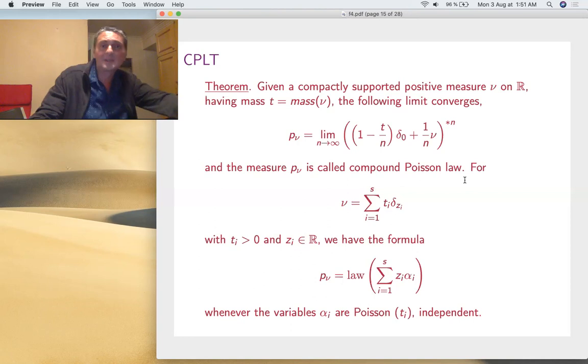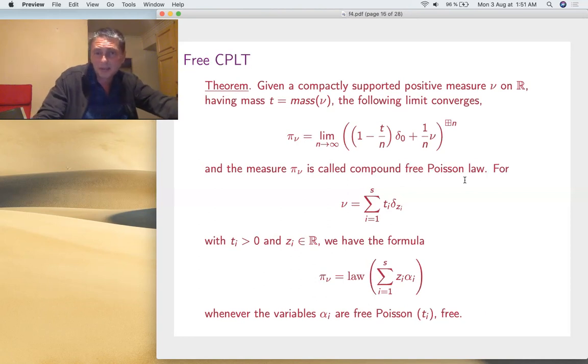So that's the statement. Now in the free case, exactly the same thing. What changes here is that we put free convolution and pi instead of p, and the same formula as before, but now the variables are free Poisson of Ti and free. It's exactly the same thing as before.